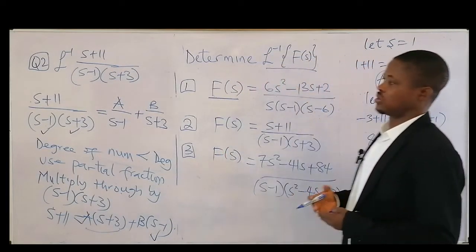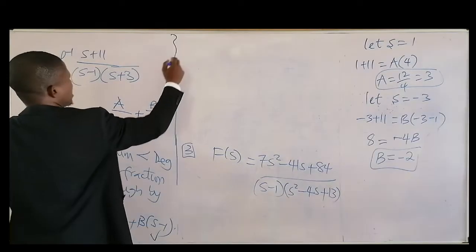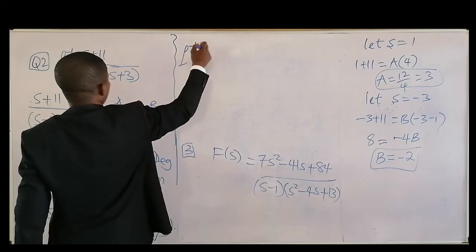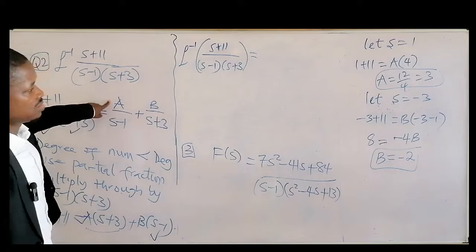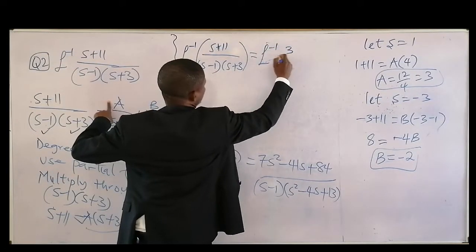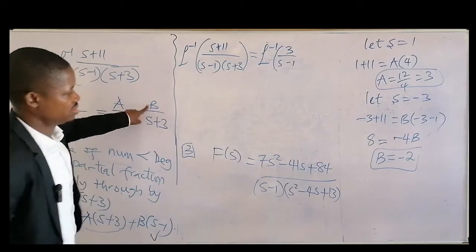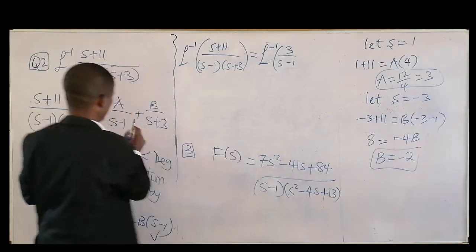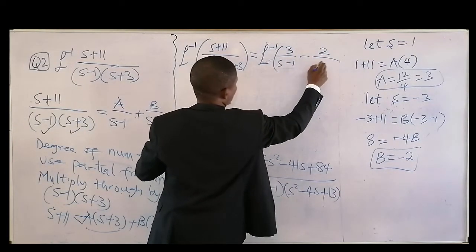Then the next thing to do now is to go back to the question and use the inverse Laplace. So we now have inverse Laplace of the fraction. My A is what? A is 3. Inverse Laplace. A is 3 over x minus 1. Then B is what? Minus 2. So plus minus, this just becomes minus 2 over what? x plus 3.